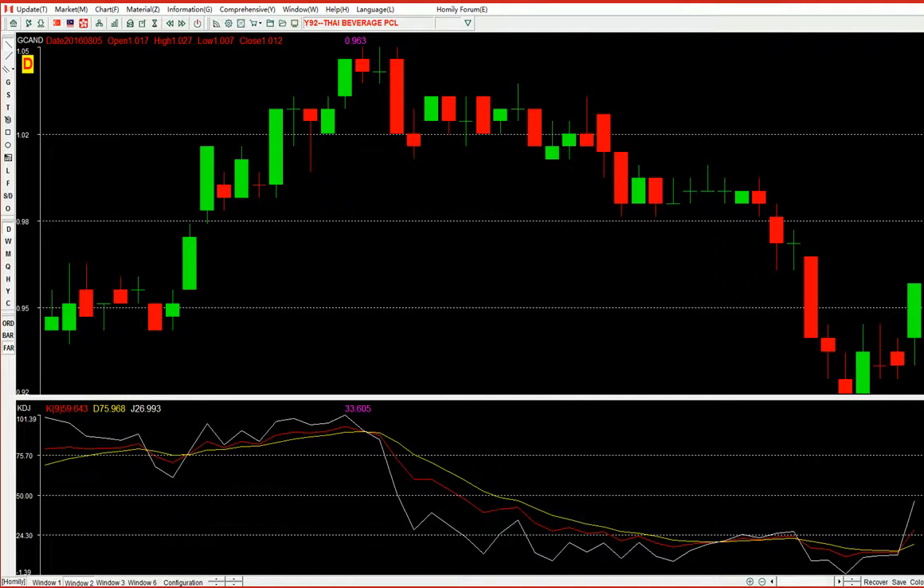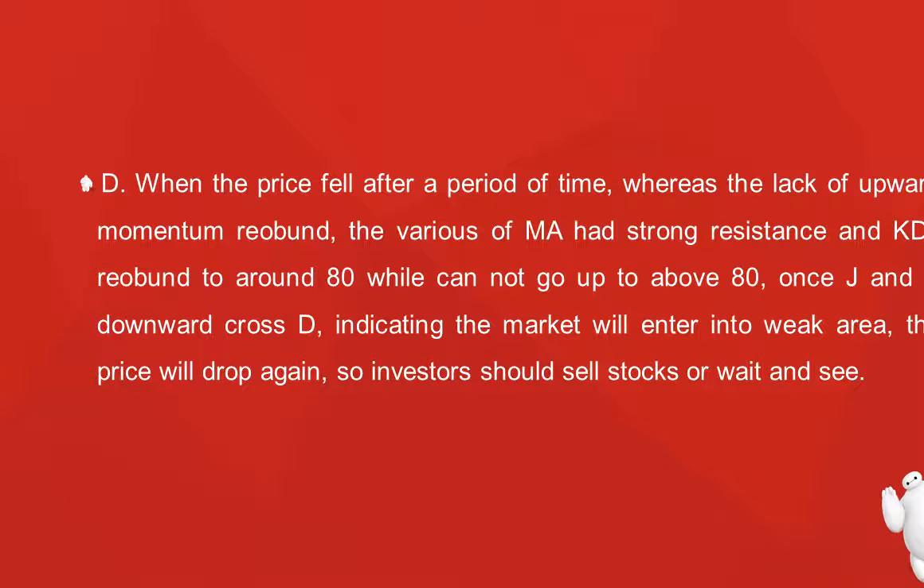If you see here, the price went up for a period. Then here is the dead cross, a straight line downward cross of the K and D. This is the dead cross, and you should sell quickly, because we can see the value is above 50. So if the downward cross appears, you should sell quickly, and then you can avoid the risk. So this is this one. Then we can see the next one.